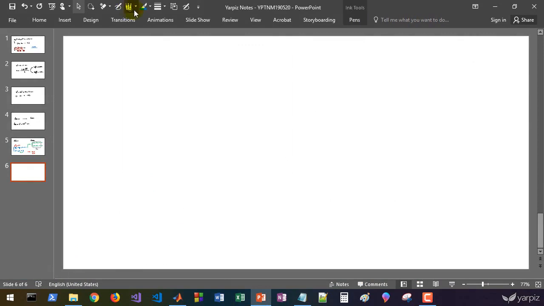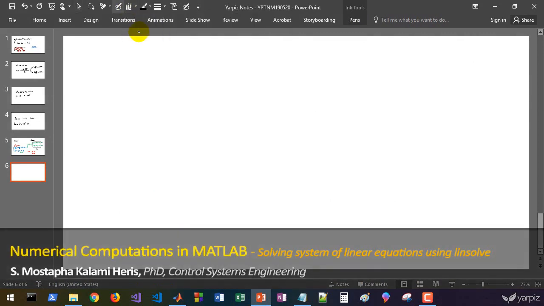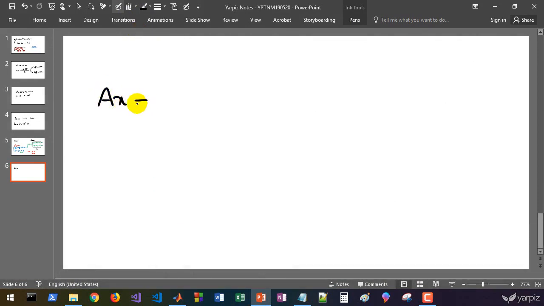Welcome back. In last session, we learned how to solve a system of nonlinear equations. If we'd like to solve the system of linear equations in the form of A times x equal to b, where A is an n by n matrix of coefficients and b is an n by 1 vector, which defines the right hand side of our equations, and x is an n by 1 vector of our unknowns.